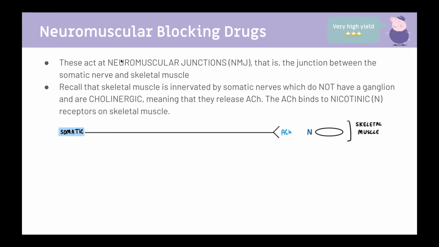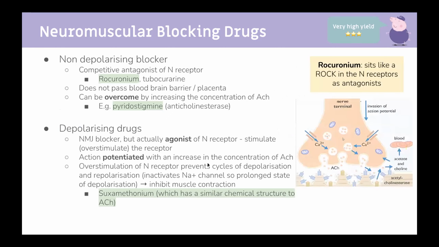Okay, so we call this the neuromuscular junction. This place where acetylcholine binds to nicotinic receptors is called a neuromuscular junction, or NMJ. It's the junction between your somatic nerve and your skeletal muscle. Just recall that your skeletal muscle is innervated by somatic nerves, which do not have a ganglion, so they do not synapse in the middle. And they are cholinergic, meaning that they release acetylcholine, so acetylcholine binds to nicotinic receptors. This is all really core knowledge.